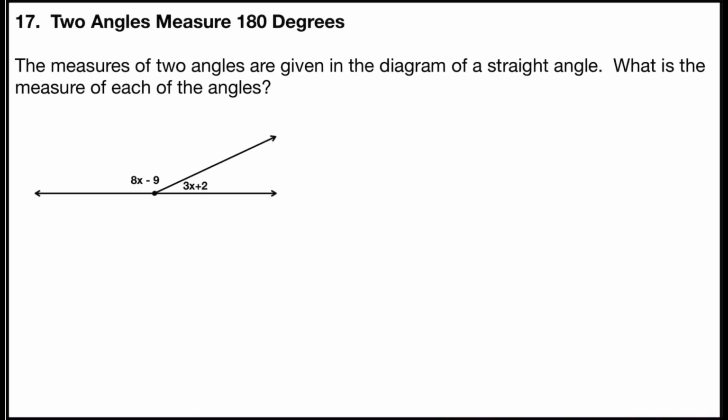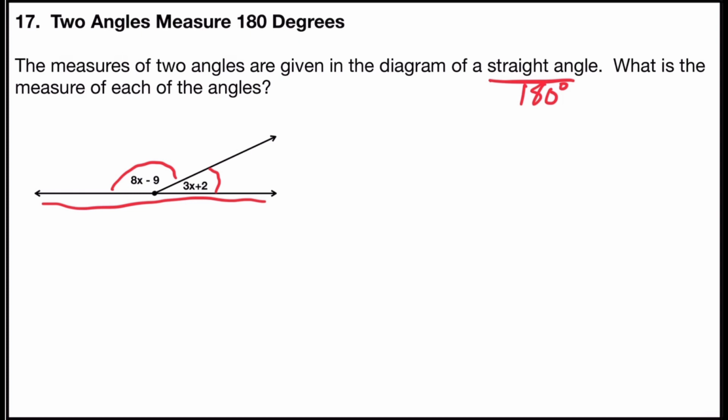Problem number 17 is two angles that measure 180 degrees. It says the measures of two angles are given in the diagram of a straight angle. What is the measure of each of the angles? So a straight angle measures 180 degrees. It pretty much looks like a line. One of my angles is 8x minus 9, and the other angle is 3x plus 2.